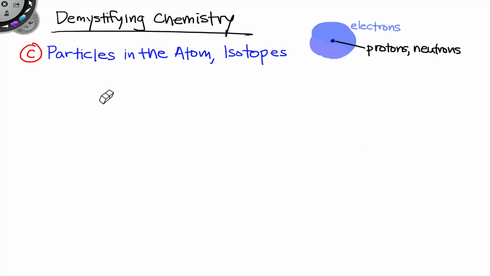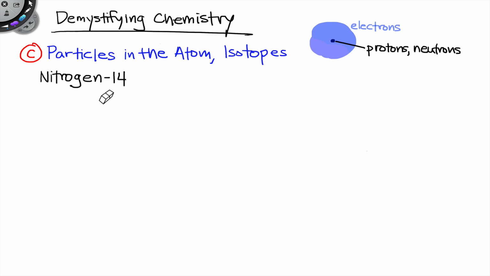In part C of the experiment, we'll dive inside the atoms in many of these household products and look at the subatomic particles within the atom and the idea of isotopes. You're probably familiar with the idea that atoms are made of protons, neutrons, and electrons. And different types of atoms have different numbers of these particles within them.